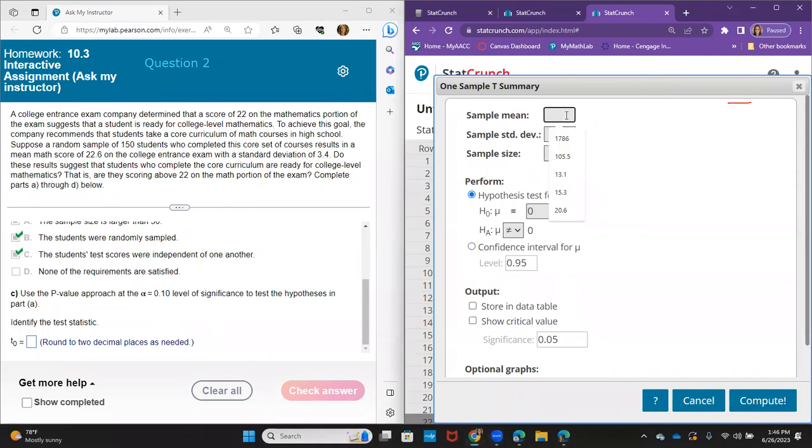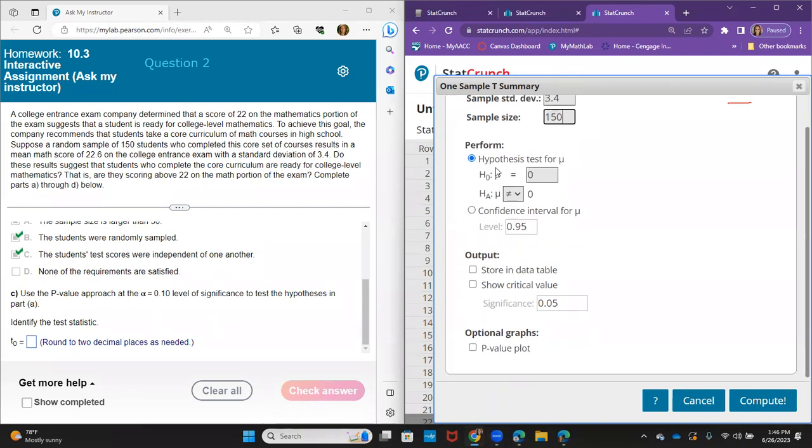Okay, so it says sample mean. The sample mean was 22.6. Remember, they said that was the sample mean for the 150 students. And then for this particular problem, the standard deviation is 3.4, and the sample size is 150. Okay, and then it says perform. So it says hypothesis test for mu. That's what we want.